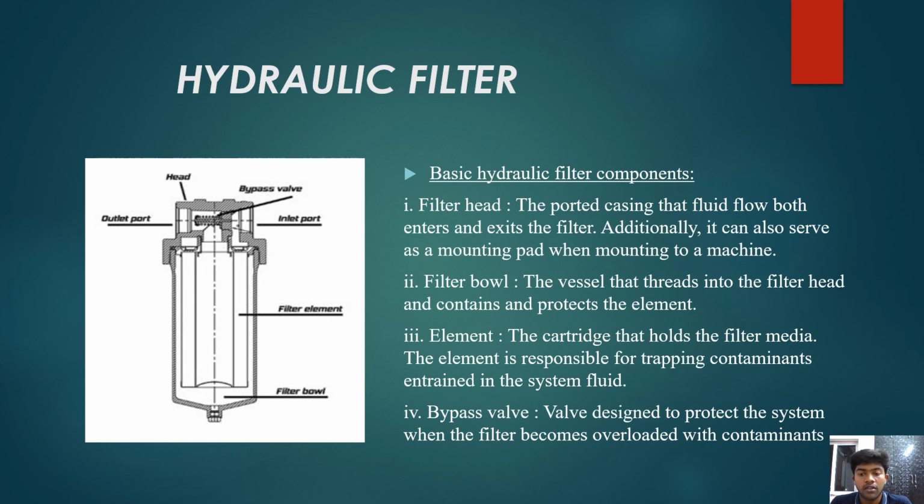The element is the cartridge that holds the filter media, and is responsible for trapping the contaminants or impurities that are entrained in the system fluid. So what's the bypass valve? The valve is designed to protect when the filter becomes overloaded with contaminants, and controls the exit and entry of the fluid.